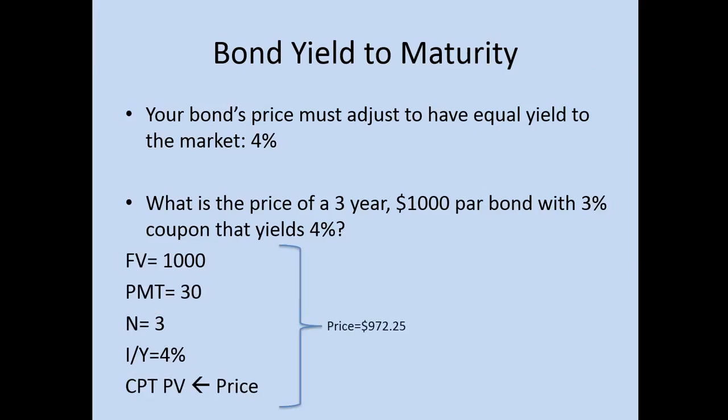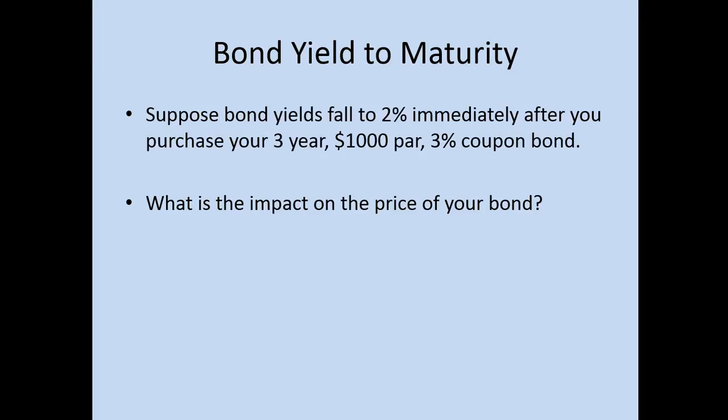Whenever a bond is priced this low, or priced below par, we call that a discount bond. So it is priced at a discount. And it has to be because current coupon rates, other bond yields, are higher. So it needs to be priced lower to have the same yield. So now you try it. Suppose that instead, right after you buy that 3-year, 3% coupon bond, yields fall to 2%. So yours is actually a little bit better. What's going to be the impact on the price of your bond? Give that a try.